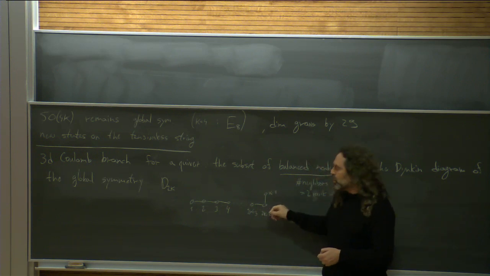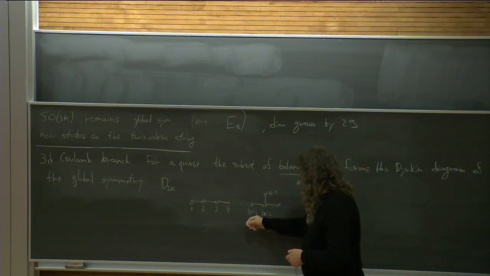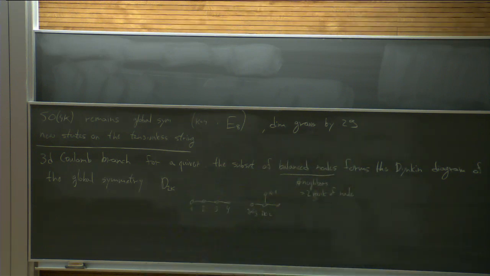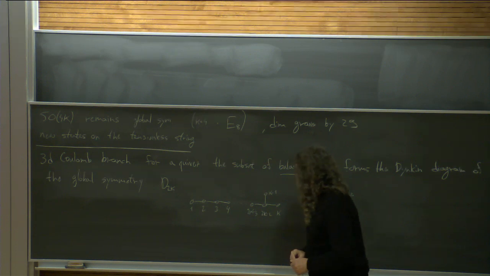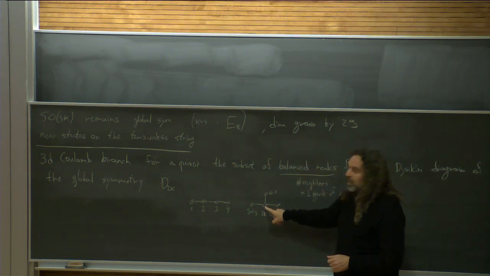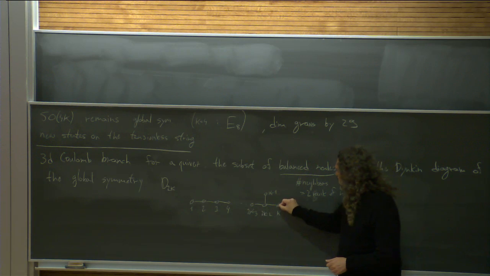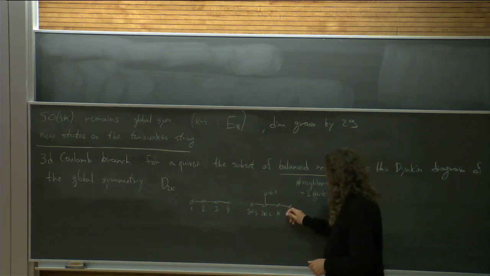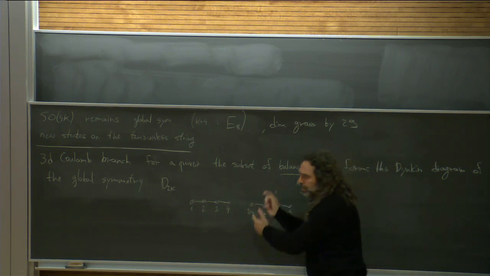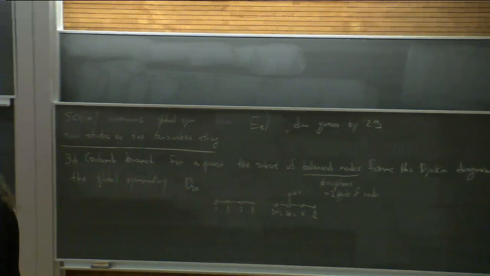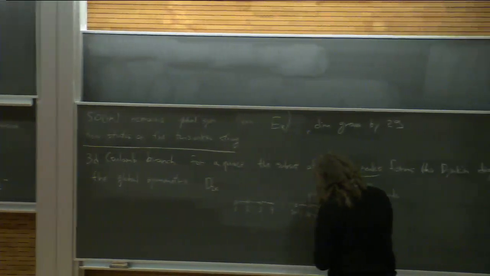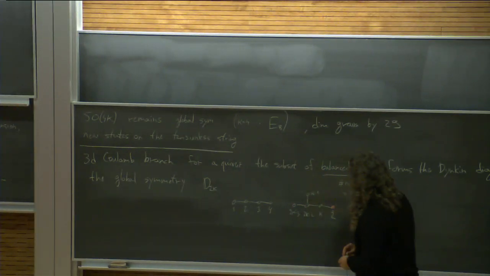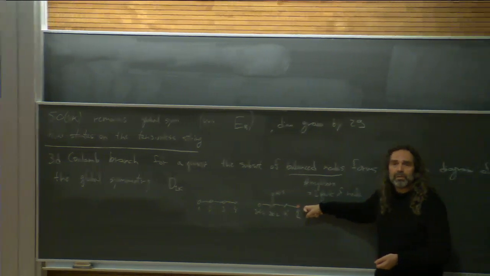But this one is not balanced, so I'll put one more node, and I'll balance it. So this should be k, just k. Okay? So now this one is balanced, but this is not. So in order to balance this, I'll put a 2. So here I constructed a Dynkin diagram such that all nodes are balanced except for the last one. I'll denote it by red, like this. This is the only node which is unbalanced.